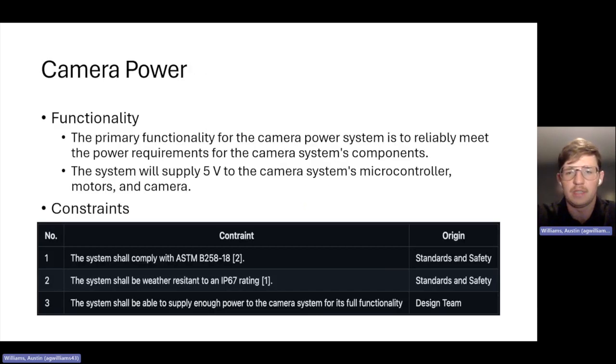So moving on to the camera power, this is very similar here as far as standards go, but the functionality for this one is obviously to power the components in the camera subsystem. And it's going to supply 5 volts to actually every component. Same standards apply for the IP67 and the ASTM there. And we'll also just be powering the camera system and all of its components.